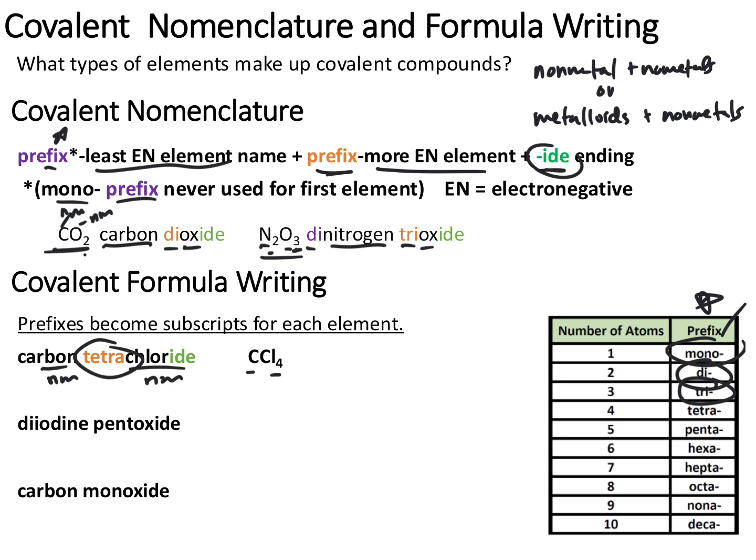So the procedure here, guys, we just take those prefixes. It tells us how many of that element we have. Okay, so diiodine pentoxide. Iodine is the element. There's 2 of them because of the prefix di. Oxygen, there's pent, which is a prefix for 5. There are 5 of them, I2O5. Okay, so hopefully that makes sense.